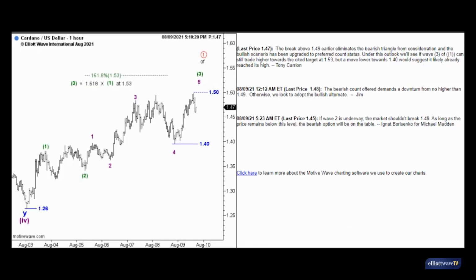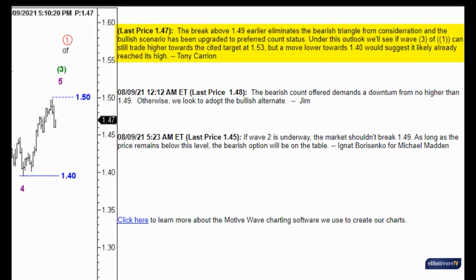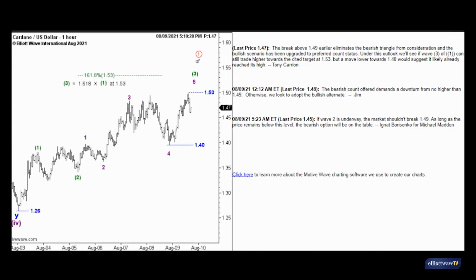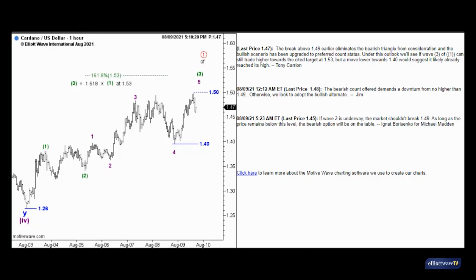Here is an update from the intraday service from the 9th of August at 5:10 p.m. And from that we state that the break above 1.49 earlier eliminates the bearish triangle from consideration and that the bullish scenario has been upgraded to preferred count status. Under this outlook, we'll see if wave 3 of 1 can still trade higher towards the cited target area of 1.53, but a move lower towards 1.4 would likely suggest it has already peaked. So basically we have adjusted our outlook. We are bullish against 1.26 and our focus is higher now in purple wave 5.